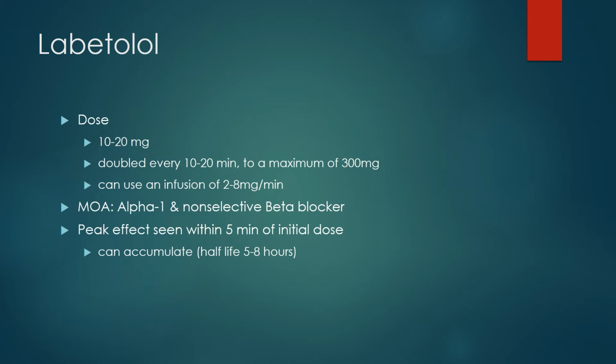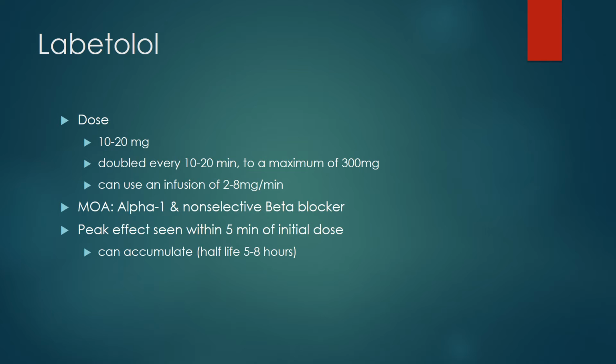We'll start with Labetolol here, even though Labetolol and Nicardipine are both interchangeable as first-line agents. The dose we're going to give is 10 to 20 milligrams. You may double that every 10 to 20 minutes to a maximum of 300 milligrams. You may also start an infusion of 2 to 8 milligrams per minute. The mechanism of action is a non-specific beta blocker with alpha-1 antagonism.